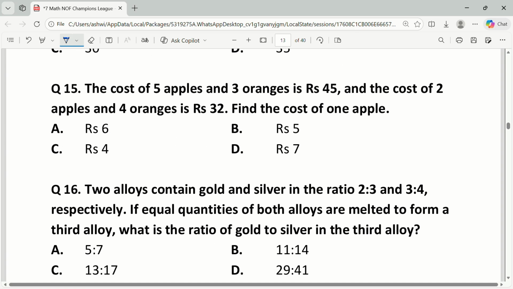Question number 15. The cost of 5 apples and 3 oranges is rupees 45, and the cost of 2 apples and 4 oranges is rupees 32. Find the cost of 1 apple.